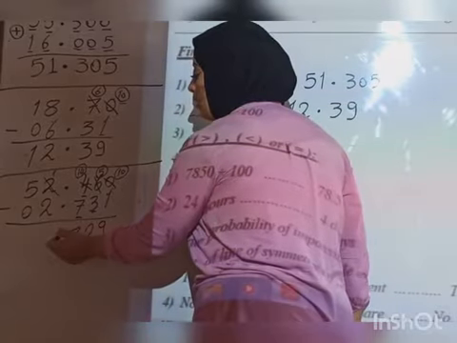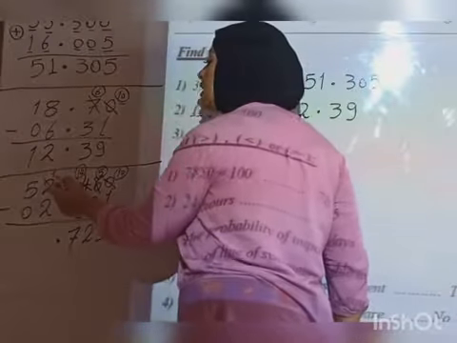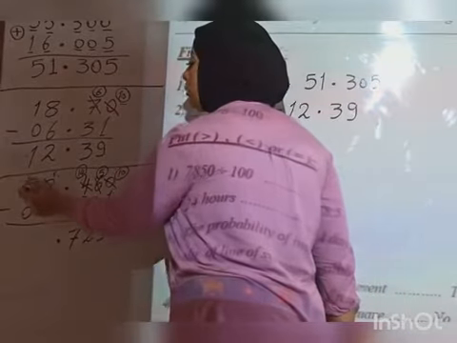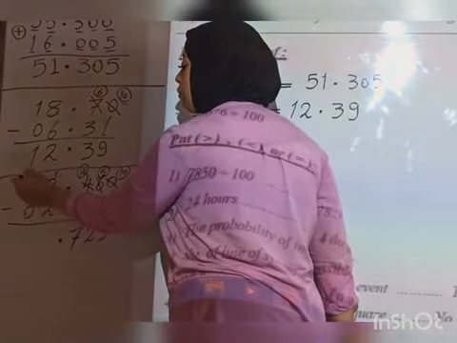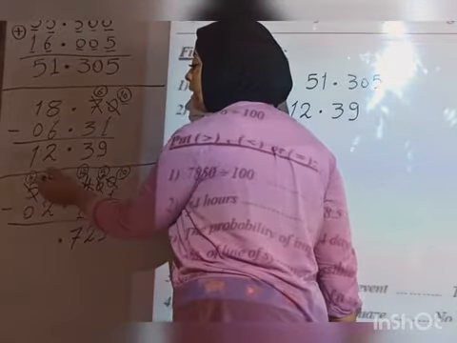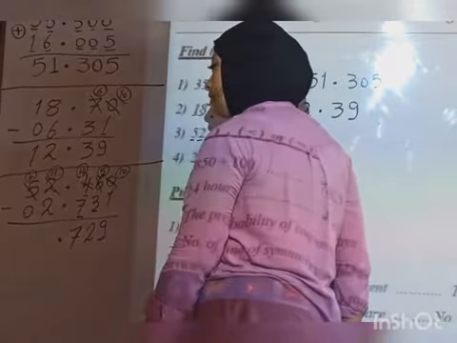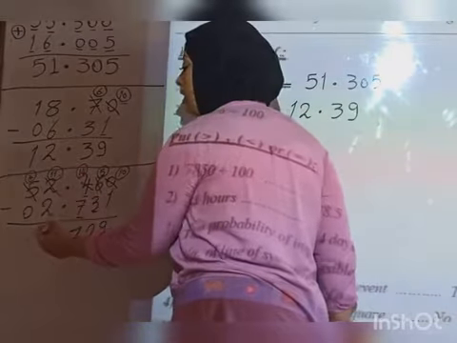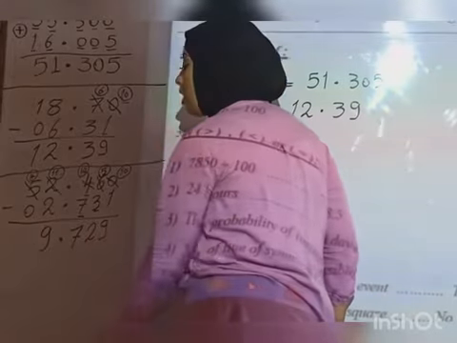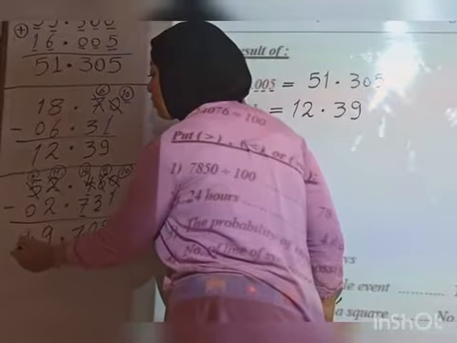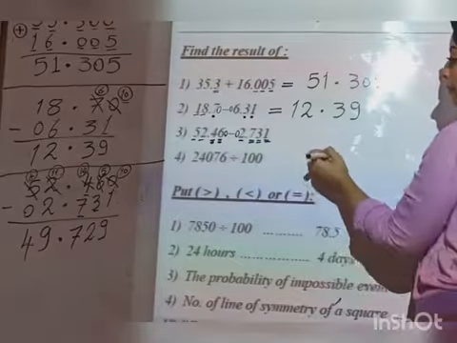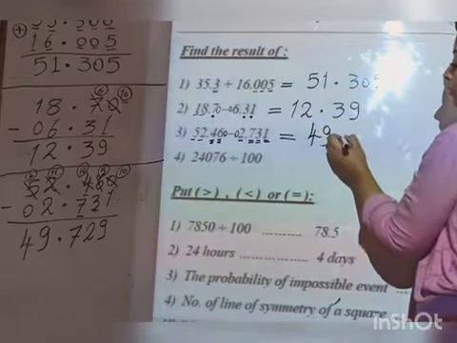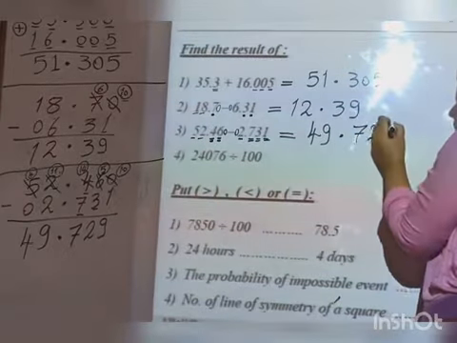Down the decimal point, then we have here 1. 1 minus 2, we can't take 2 from 1. So we borrow 1 from 5. 5 will be 4, then 1 will be 11. 11 minus 2, or count after 2 up to 11, equal 9. 4 minus 0 equal 4. So the answer will be 49.729.